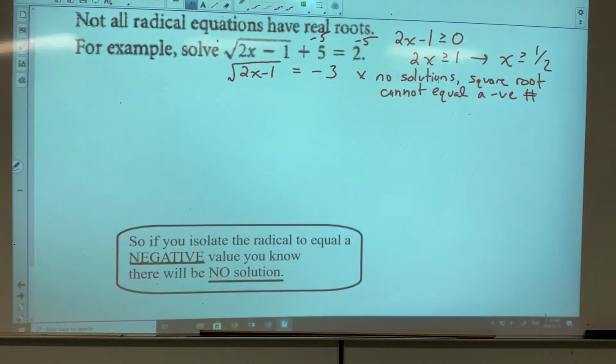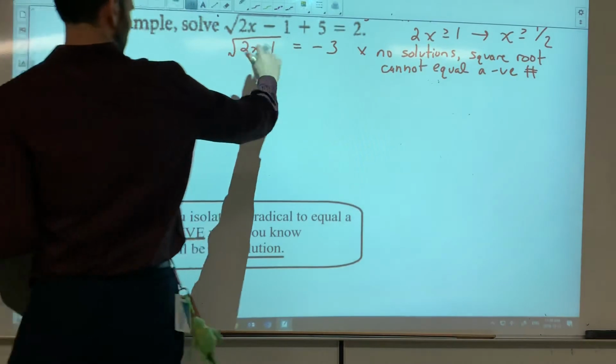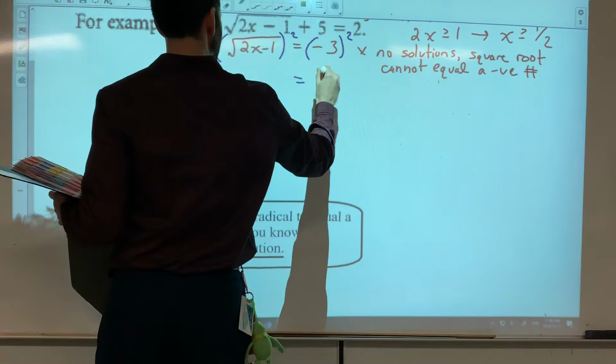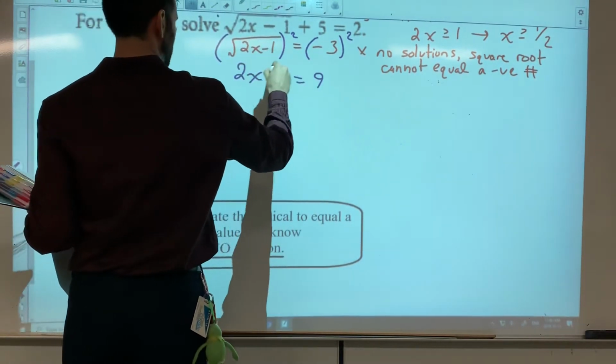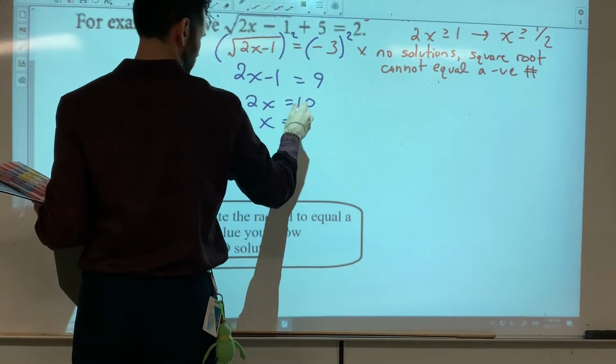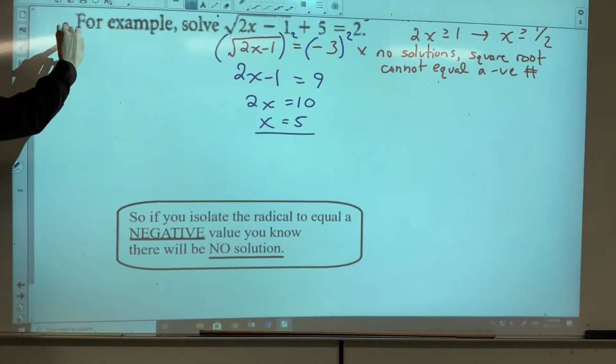So I'll just give you a moment. Okay. Yeah, that is indeed wrong. If you don't notice and you start squaring both sides, you'll get positive 9, you'll get 2x minus 1, you'll add 1 to both sides, and you'll get x equal 5, which looks good, right? Does it satisfy our permissible value? Yeah, it's bigger than a half, but when you go verify, it won't work.